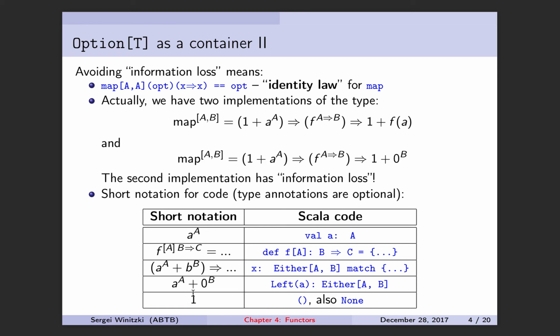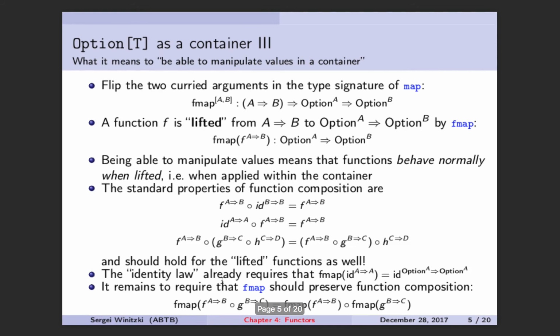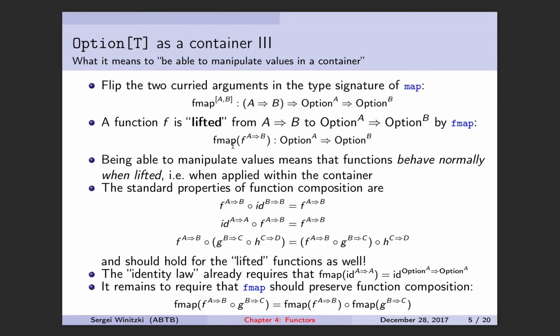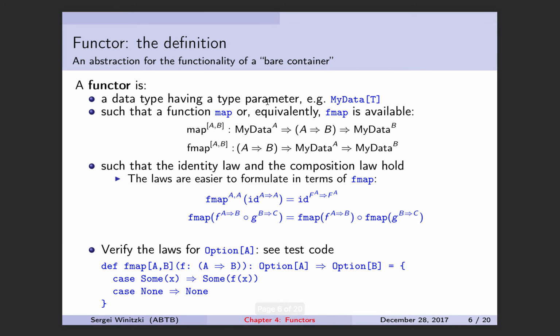Also, I introduce my short notation for code. This is not standard at all, but this is convenient for proofs. Now, I explain that fmap is more convenient for reasoning about the properties of functions, and I motivate the properties, the identity law and the composition law of fmap, these are two laws. This gives me a way to define what a functor is.